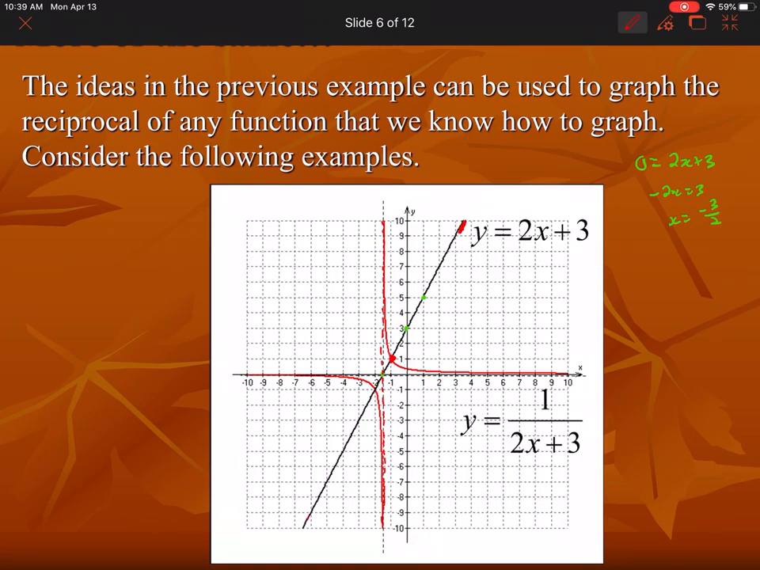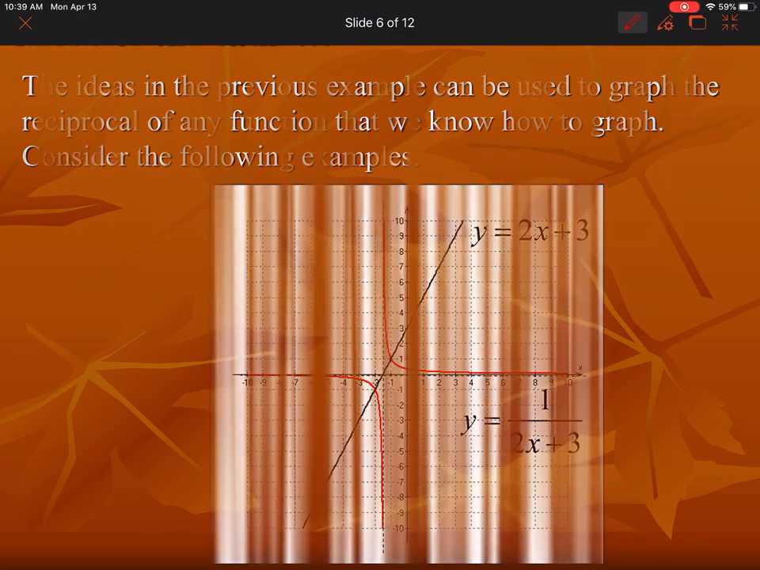Similar thinking on the negative side. Big negative values here give very small negative values for the reciprocal function. Where it's negative 1, I get negative 1. And when I'm going to very small y values, I get very big y values on the reciprocal.